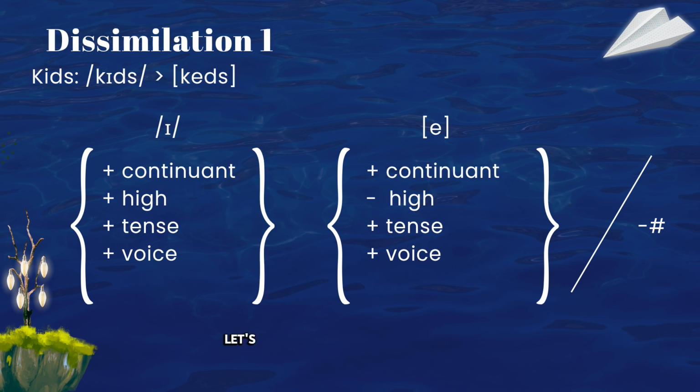Last but not least, let's discuss the dissimilation process observed in the participant's speech. Dissimilation happens when one sound changes so it is less similar to another nearby sound. In this case, the participants pronounce the word of kids as kids, showing how sound can change to reduce similarity and make speech easier. As you guys can see, the distinctive features of E are plus continuum, plus high, plus tense, and plus voice. Also, the distinctive features of A is plus continuant, minus high, plus tense, and plus voice.